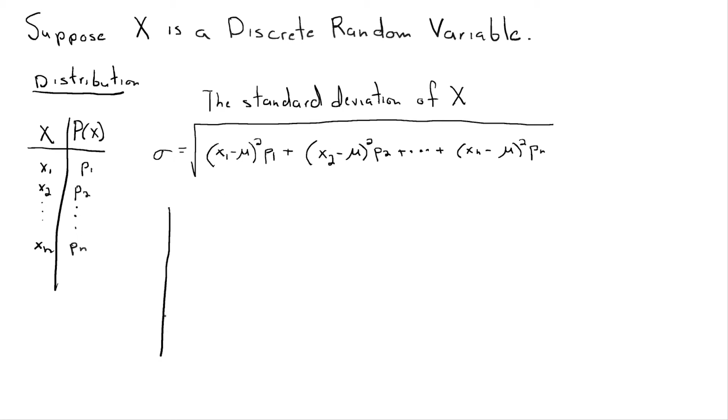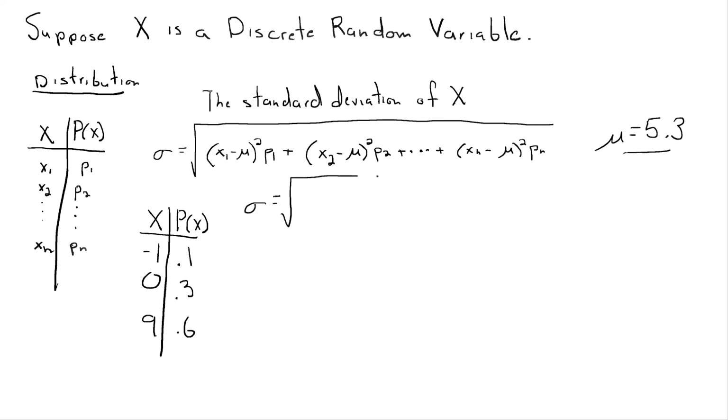Now, for our example here, we're going to use a distribution we used in our mean video. So we'll have our possible values for x being -1, 0, and 9. And then our probabilities are going to be 0.1, 0.3, and 0.6. Now, if you remember from our mean video, we computed the mean of this distribution to be 5.3. So we want to compute the standard deviation of this distribution.